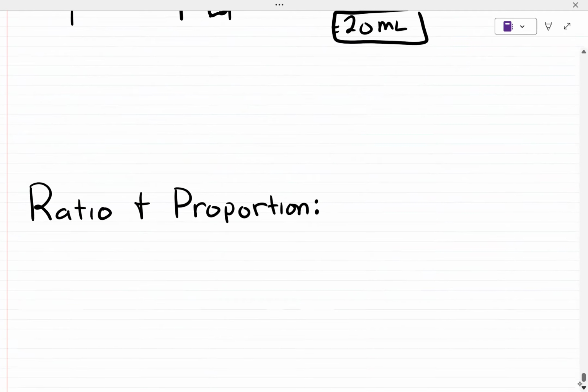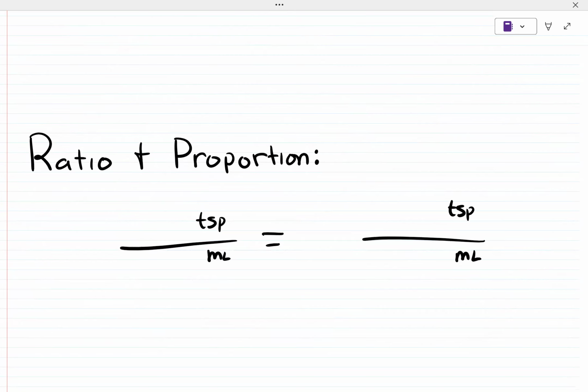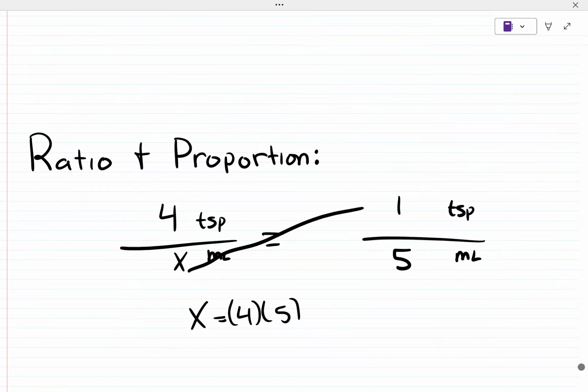Okay, last step, ratio and proportion. So you could set it up like this. You could put teaspoon on the top, milliliters on the bottom, and over here, teaspoon on top, milliliters on the bottom. With 4 teaspoons, we don't know how many milliliters, and for 1 teaspoon, there's 5 milliliters. Okay, go ahead and cross multiply. So that's going to be x equals 4 times 5, which is 20.